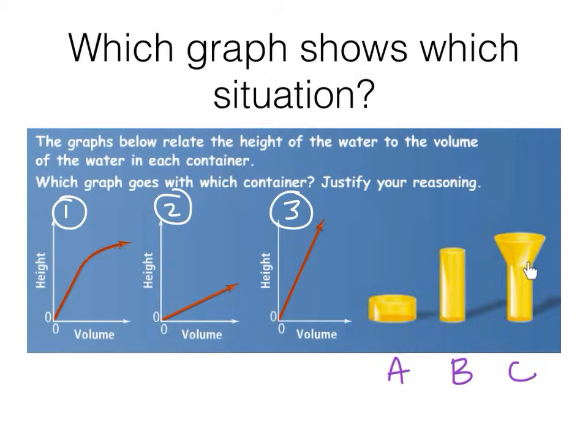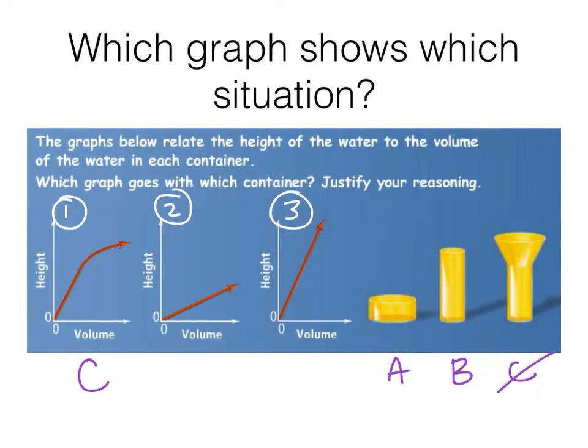But then when you get to here, the height doesn't go up as fast, even if the water's going in at the same rate, because it's wider. It fills more space horizontally before it does vertically. So this one right here is most definitely the graph for C. So we've used that one.